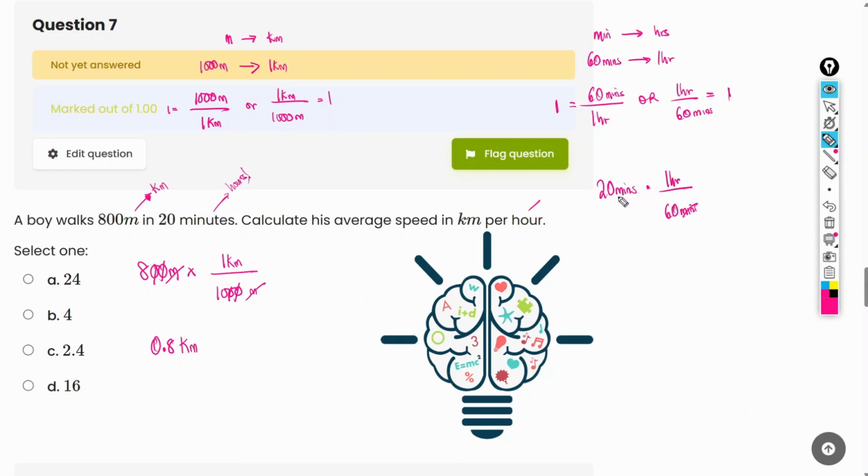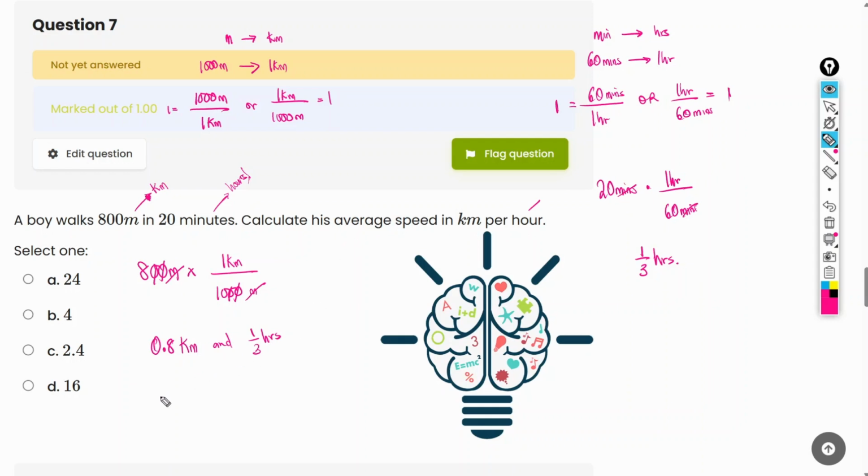Upon simplifying this, you get 20 over 60, which is 1 over 3 hours. So it is 800 kilometers and 1 over 3 hours, and I can work with this. The question is: calculate its average speed in kilometers per hour.